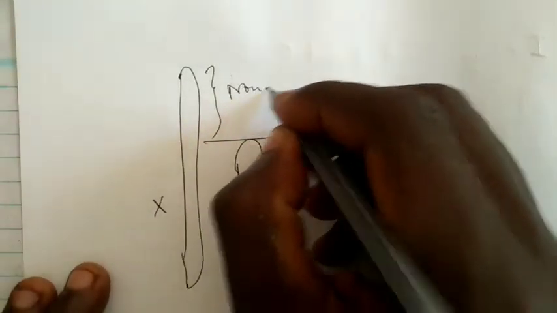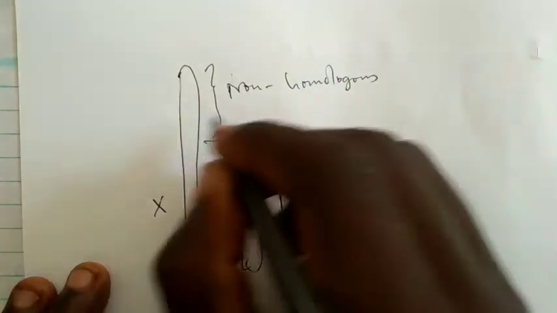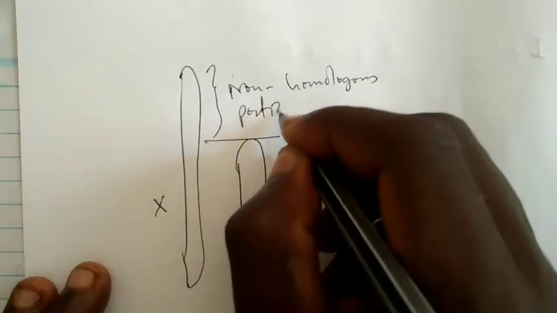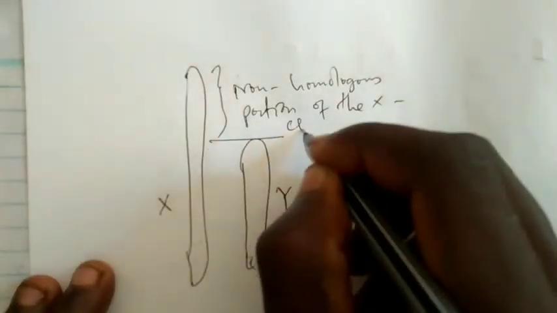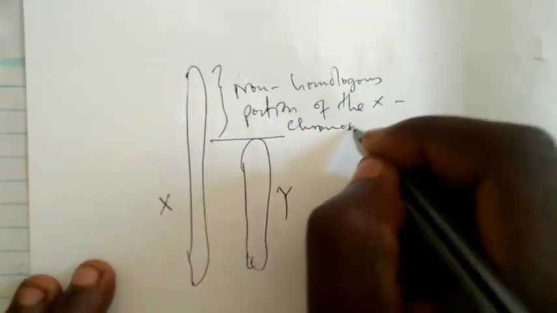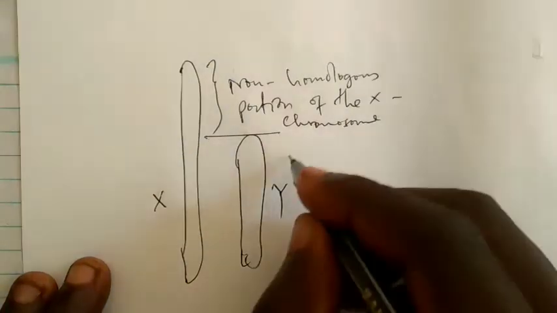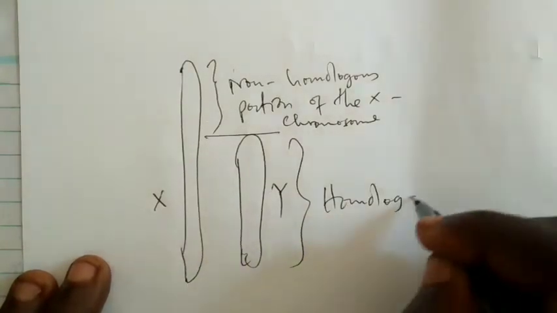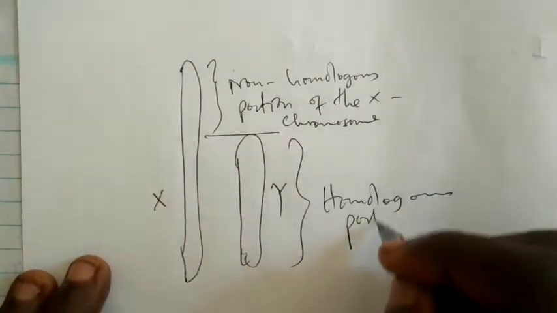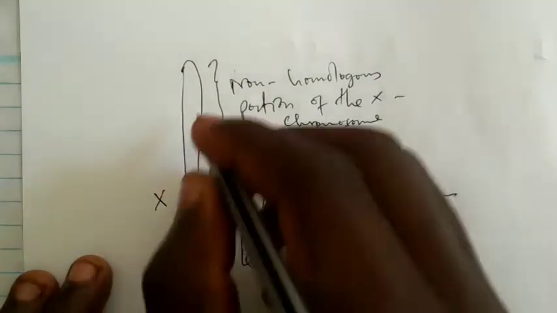hapa kuna non-homologous portion of the X chromosome. Hafu yuko chini ndio nini? Homologous portion. So Y chromosome is short as compared to the X chromosome.